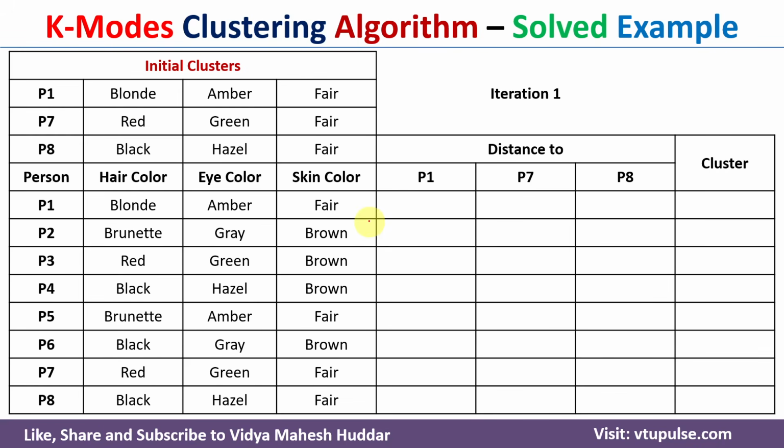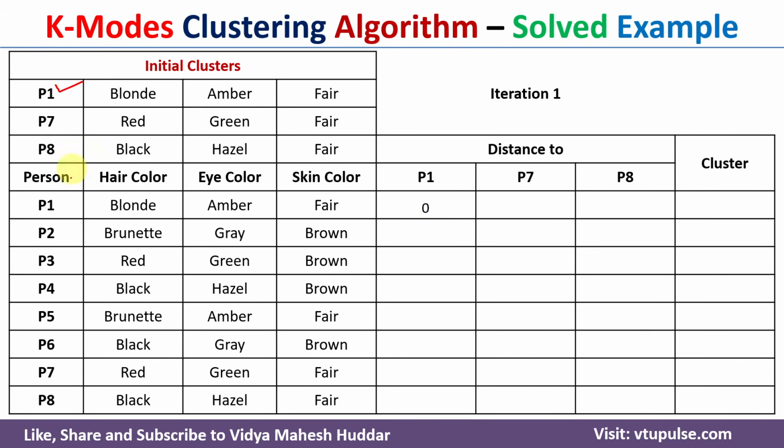So here we need to compare the initial clusters with all the persons and write the dissimilarities here. First I will consider the first initial cluster, that is P1. We will compare P1 with the person P1. Here it is blonde and here it is blonde, here it is amber and here also amber, and here it is fair and here also fair. So there is no mismatch. For this one the mismatch is 0.